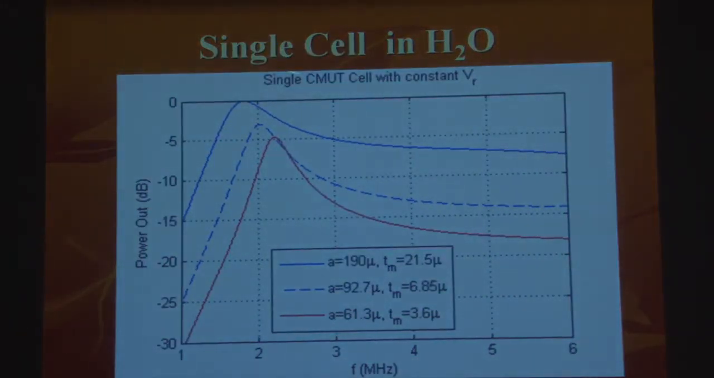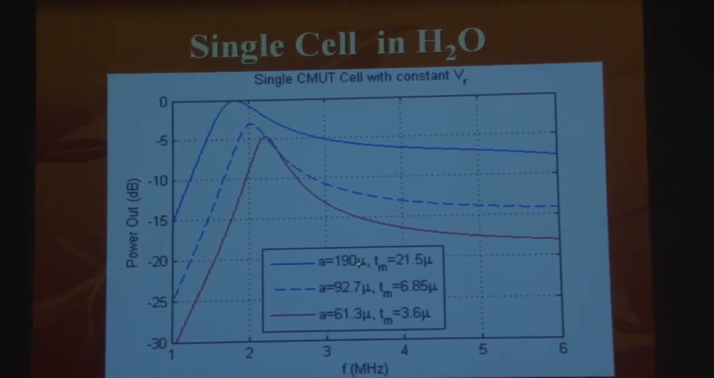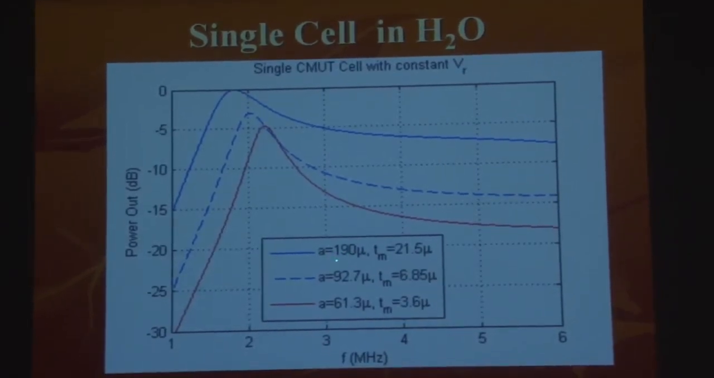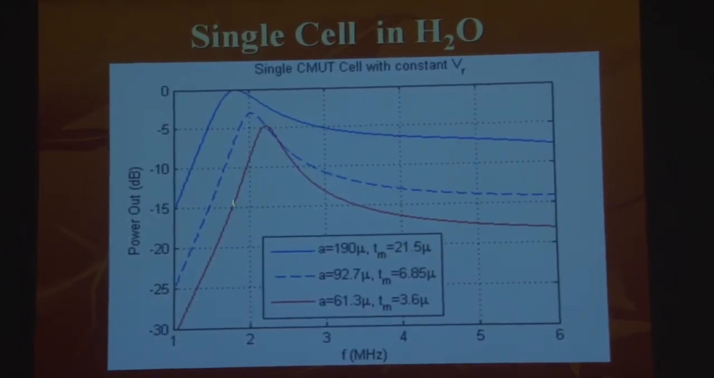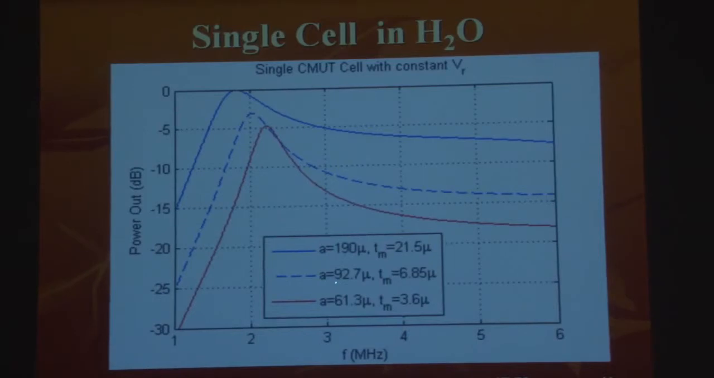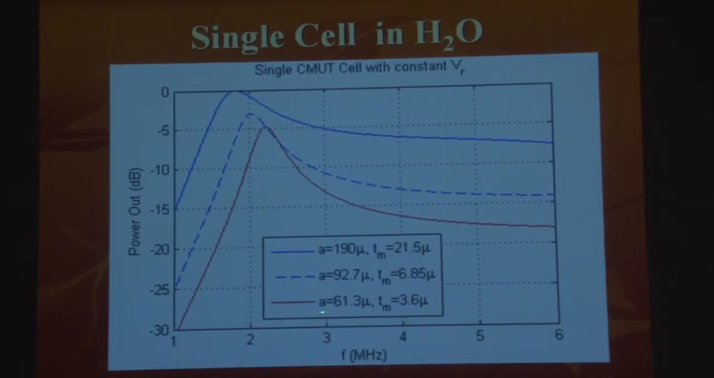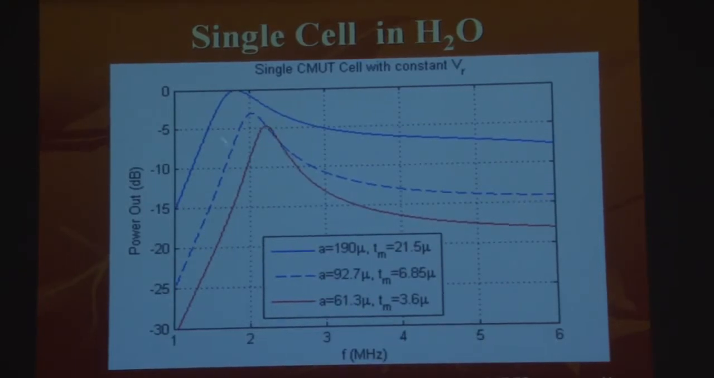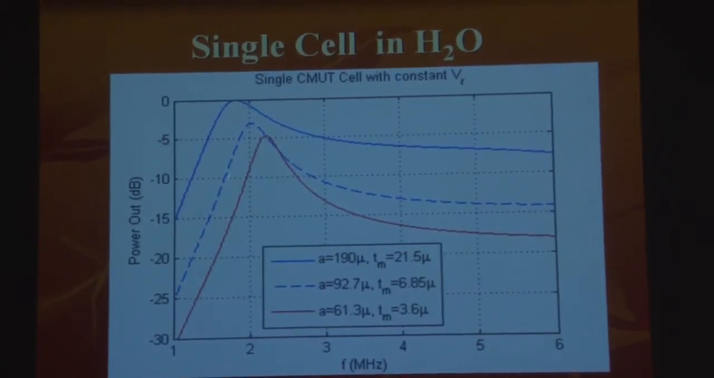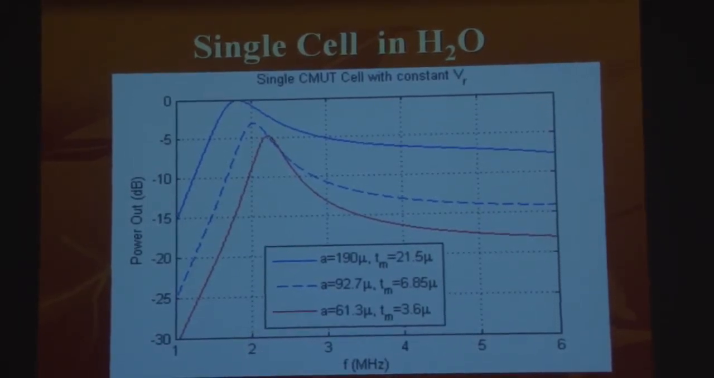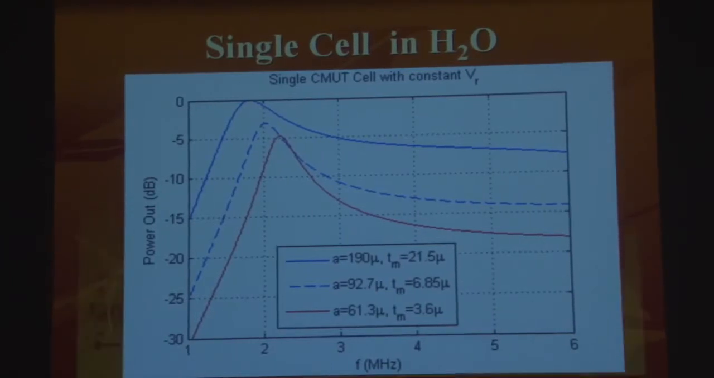Let's first start with a single cell CMUT in water with a radius of, say, a relatively big CMUT, 190 microns, and a very thick plate. That would be this one. And then if you go down half in size and reduce the thickness, you'll get this curve. And then if you reduce it further, as you see, the power output is also calibrated here. So you can see that the thicker ones will give higher powers.